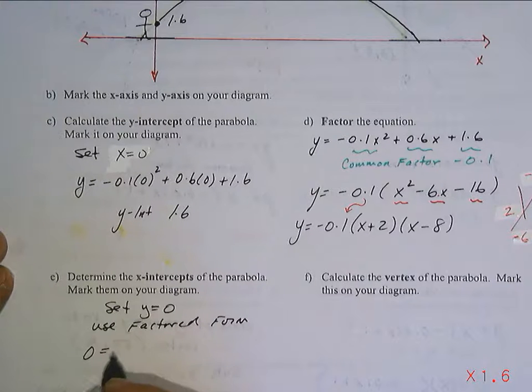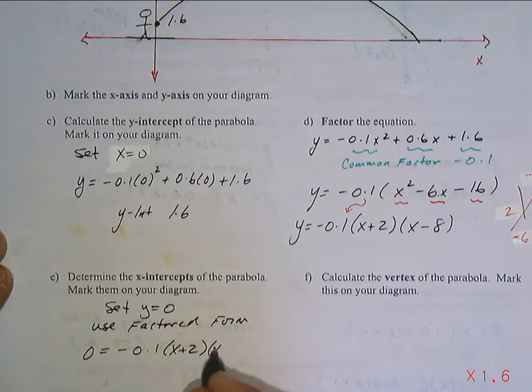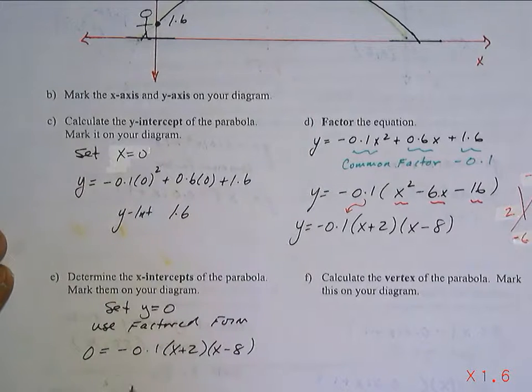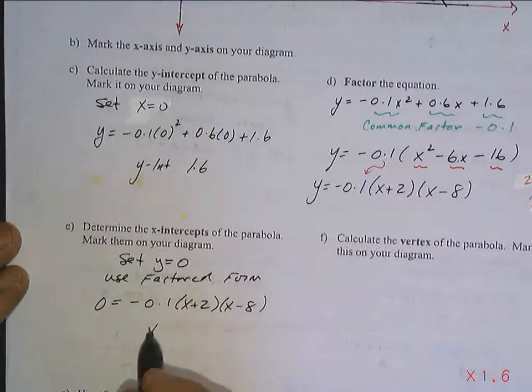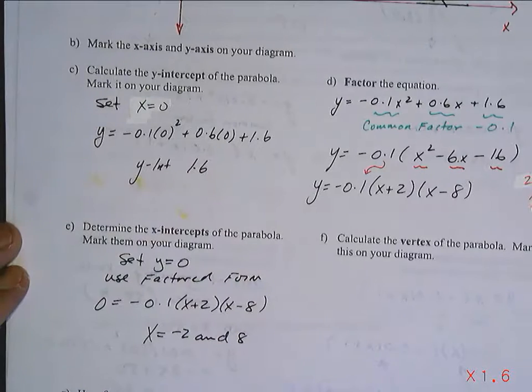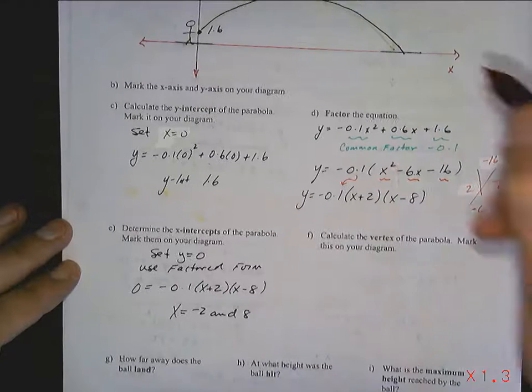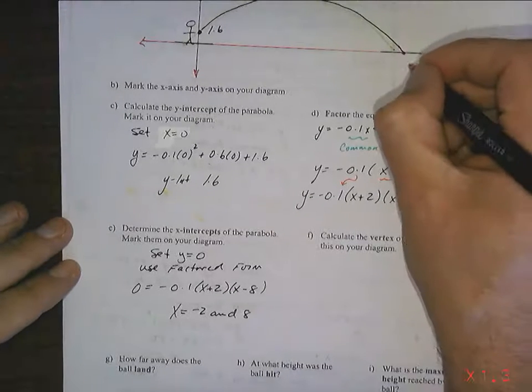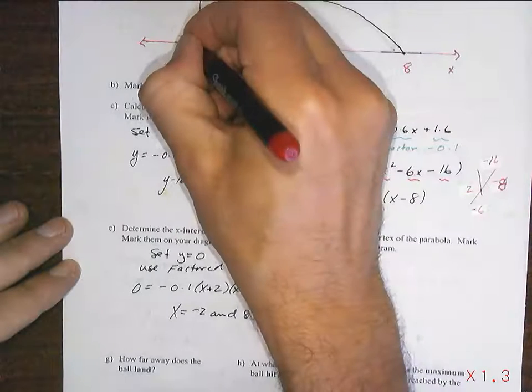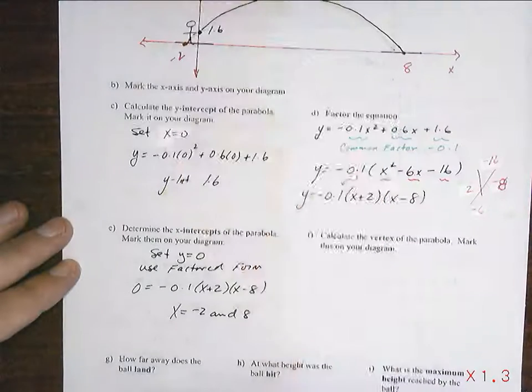So it's going to be 0 equals -0.1(x + 2)(x - 8), which means that it's pretty easy to see. It's going to be x equals -2 and positive 8. We're going to put those on the graph up here. So I've got 8, and over here is the -2.